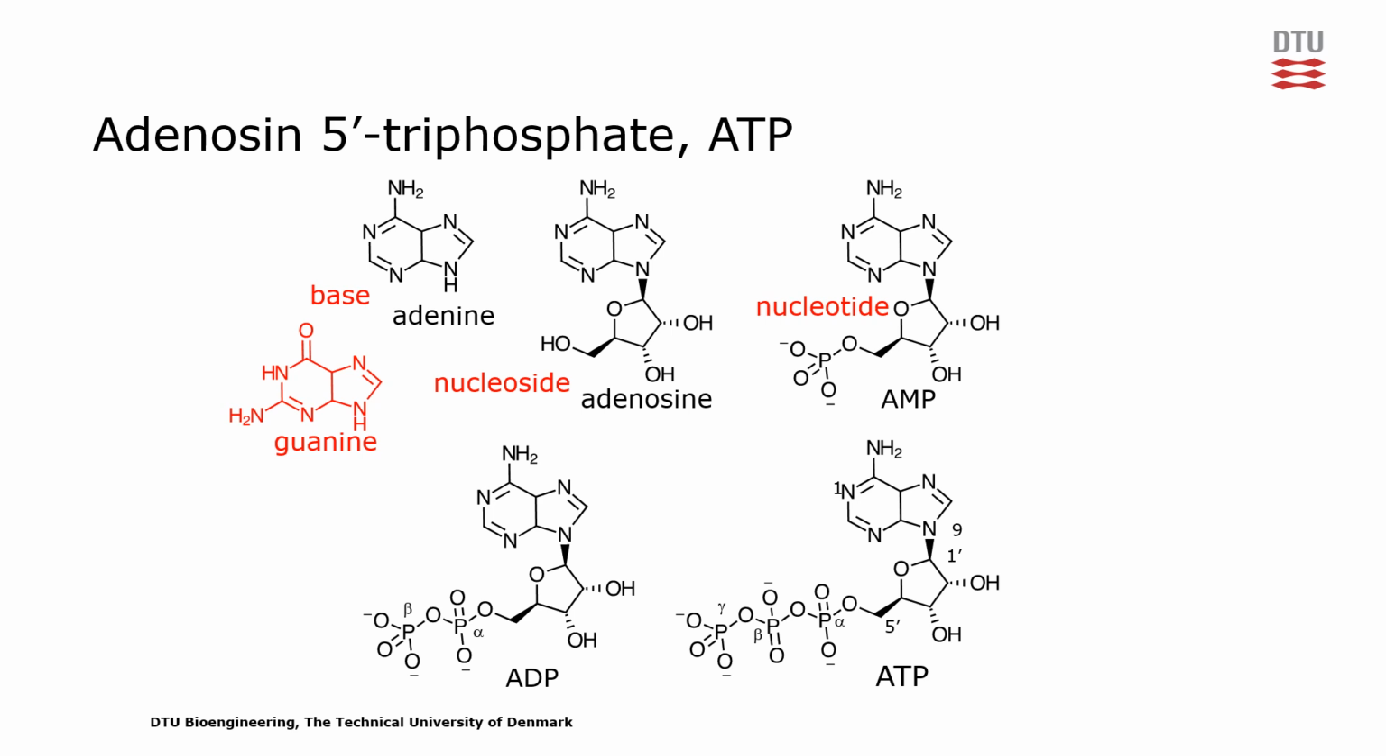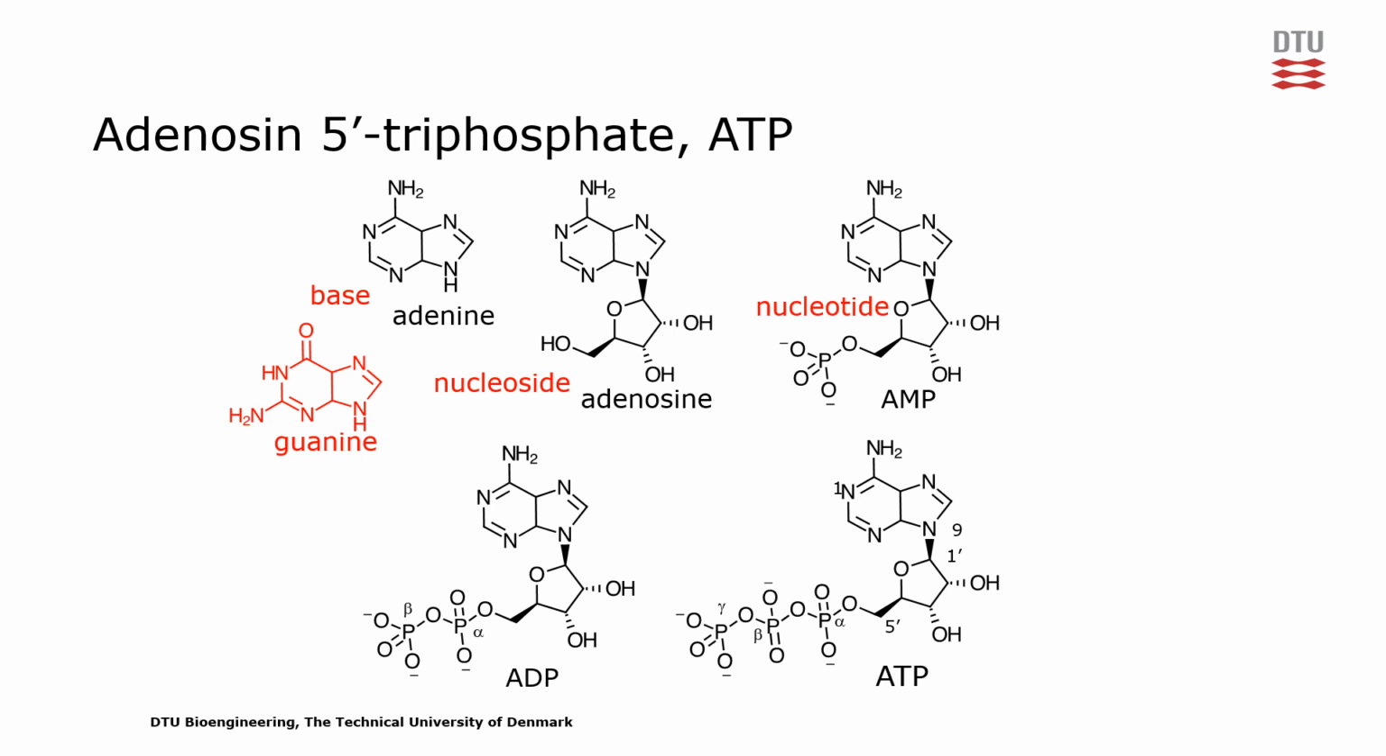So these molecules come with different bases. That could be adenine or guanine, the two most common ones. So that would be ATP and GTP. But it could also be CTP and TTP. So all the nucleic acid bases form parts of these triphosphates.